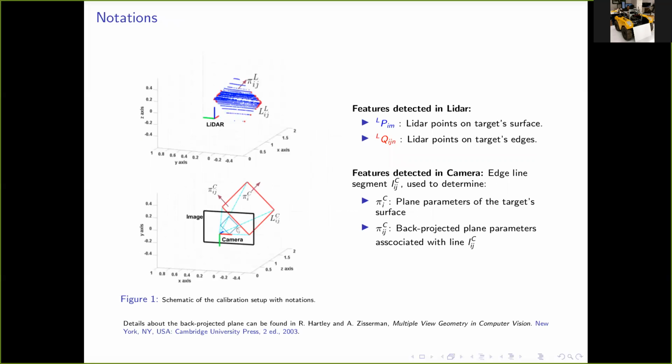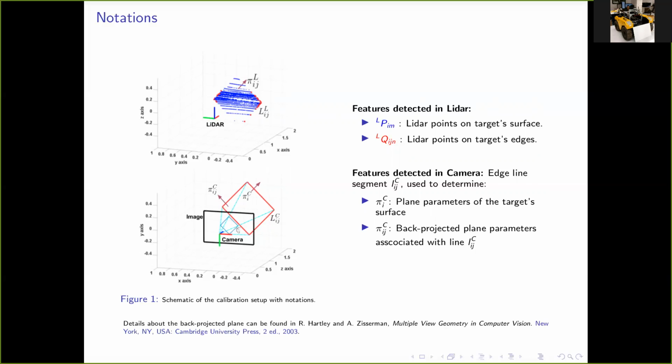In this slide, I present the notations used in the paper and their physical significance. Figure 1 provides a pictorial representation. We detect 2 types of points in LiDAR. They are the points lying on the target surface, denoted as LPIM, which are shown in blue, and the points on the target's edges, denoted as LQIJN, which are shown in red.